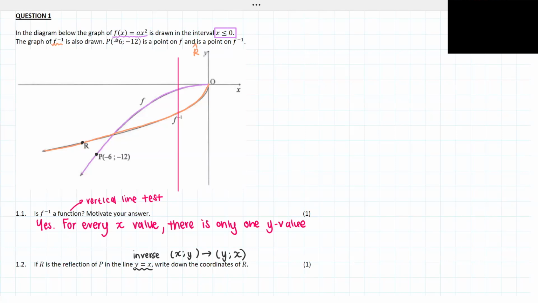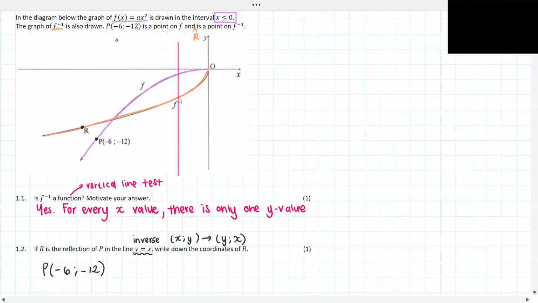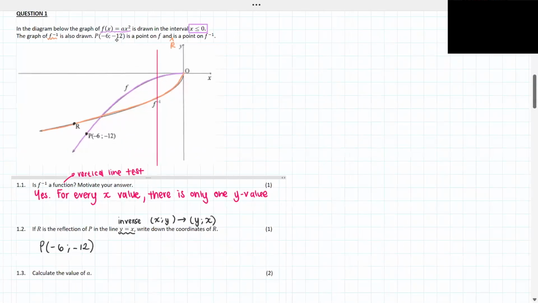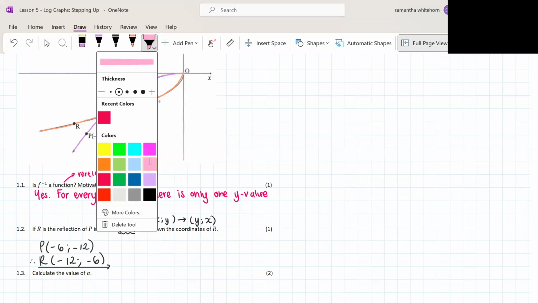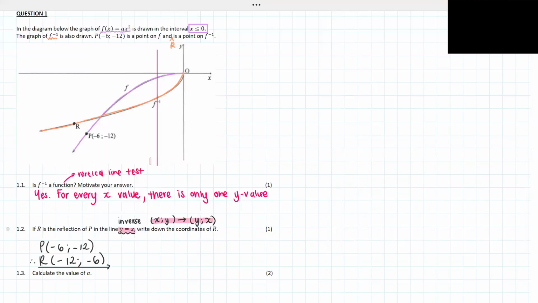So we know that point P is at -6, -12. And if it is a reflection in this line, quite literally, all we need to do is take those coordinates and swap them. So R is at -12, -6, because that is what my reflection rule tells me to do when it comes to this line, y equals x. And that is what the inverse essentially is.